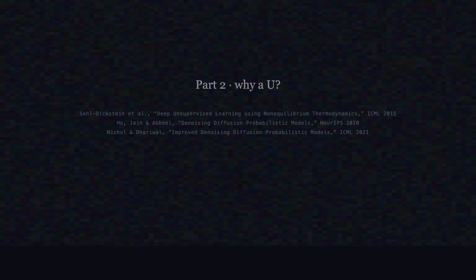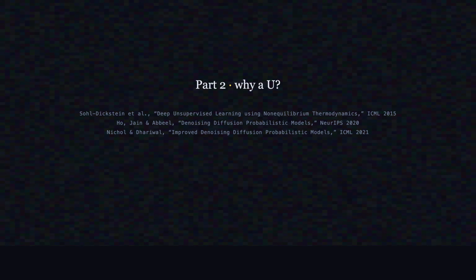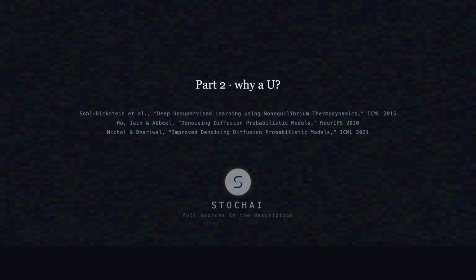In part 2, we will open the network itself and see why diffusion models commonly use an architecture shaped like a U.